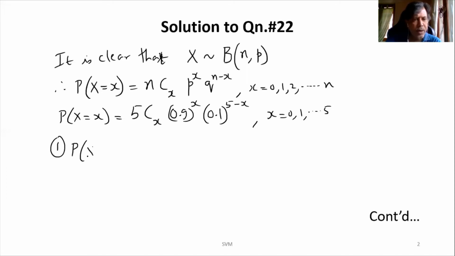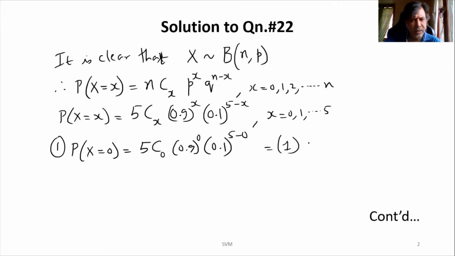Means we are supposed to find out what is probability of X is equal to 0. Just substitute small x for 0. 5C0, 0.9 to the power of 0, 0.1 to the power of 5 minus 0. So 5C0 is 1 because nC0 is 1 only. 0.9 to the power of 0 is also 1. So ultimately we have 0.1 to the power of 5. That works out to 0.00001, four zeros and then 1. That will be the probability of no project successful. First one.